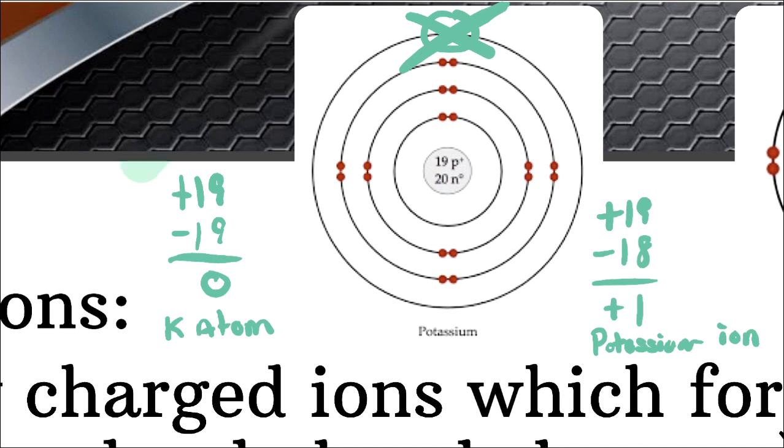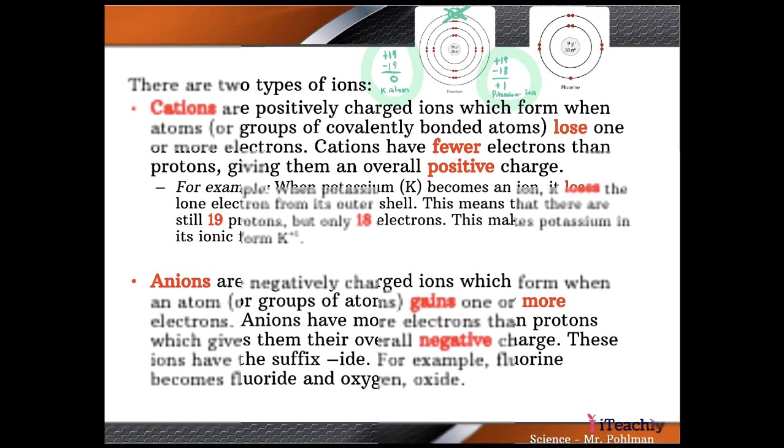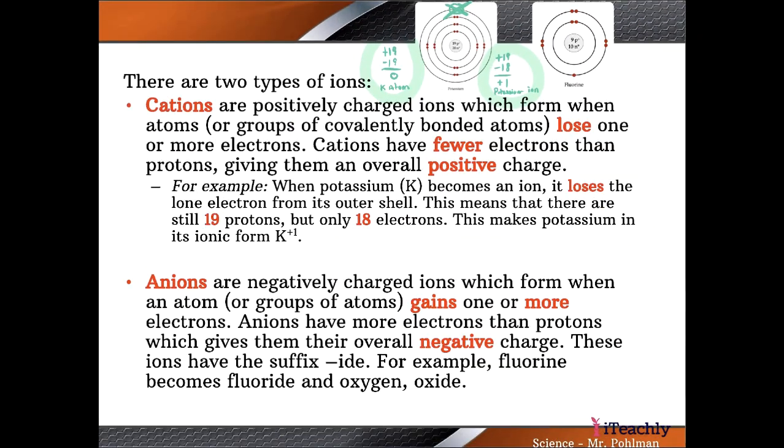Okay, see the difference? The difference is that right here you have an atom, because it's electrically neutral, found off the periodic table. It's chemically unstable. Now over here we have lost an electron. Now we call it a potassium ion. Now that potassium ion, there is a specific name that's associated with these positively charged ions. It's called cations. They lose one or more electrons. Now those cations have fewer electrons than protons. That's what gives it its overall charge.